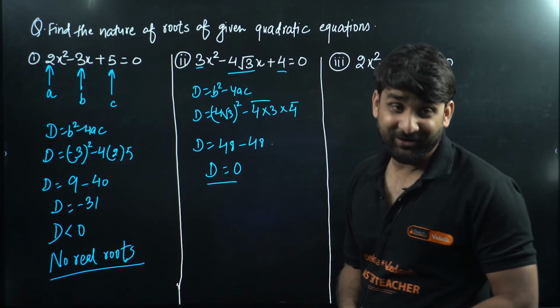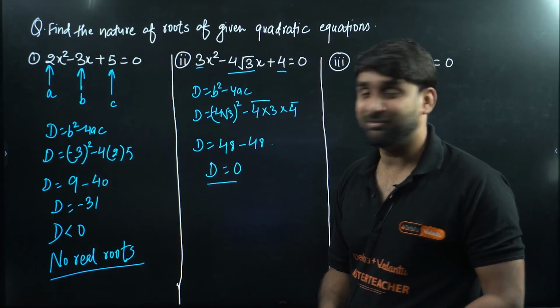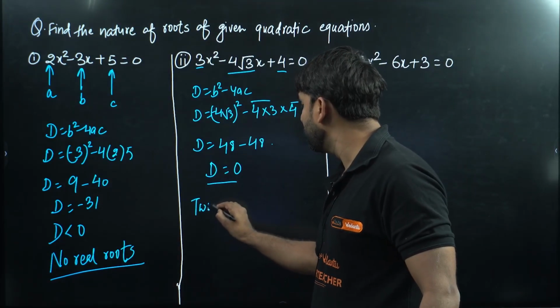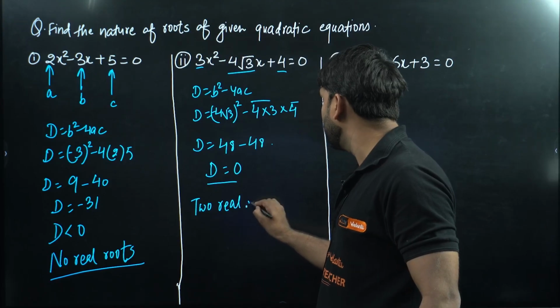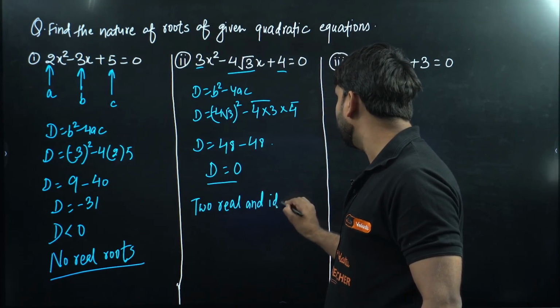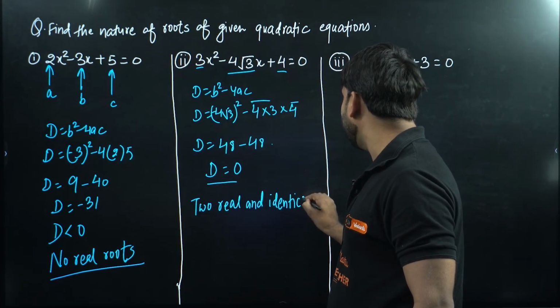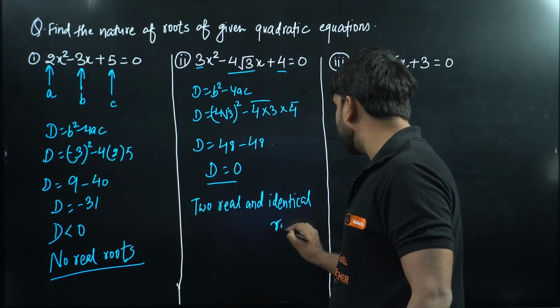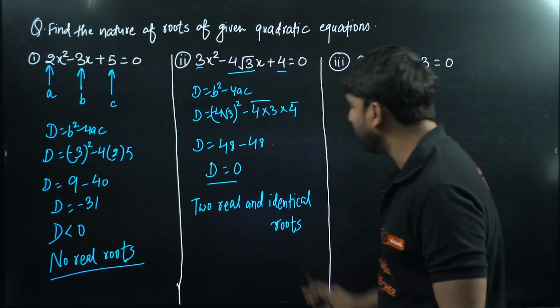And if D is equal to 0, what does it mean by D is equal to 0? There will be two real and identical roots. We can also write here equal. Identical or equal, both are same. Okay, so there will be two real and identical roots.